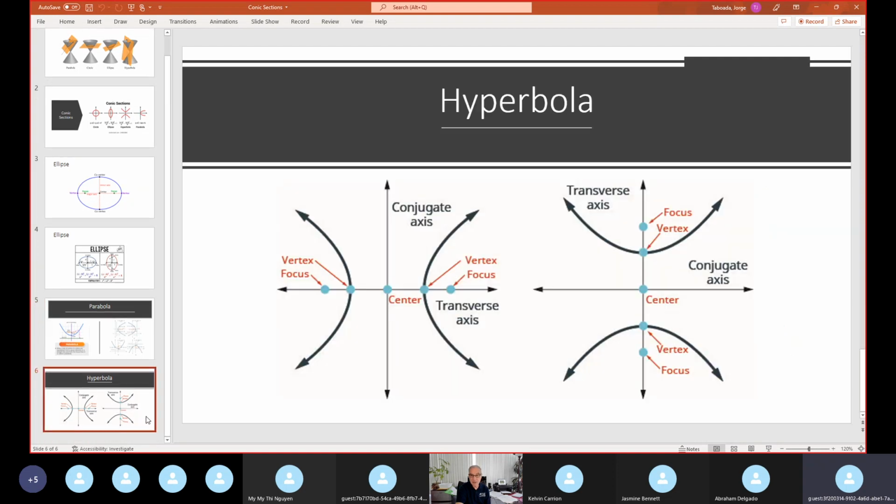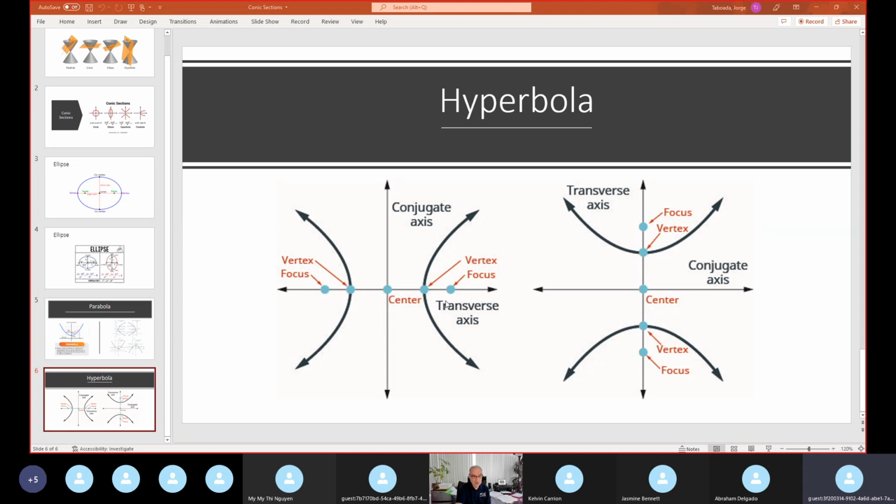And the hyperbola is different. A hyperbola contains two branches, and we have again center, vertex, focus, and one more thing, the asymptotes. We are going to explain in detail now.